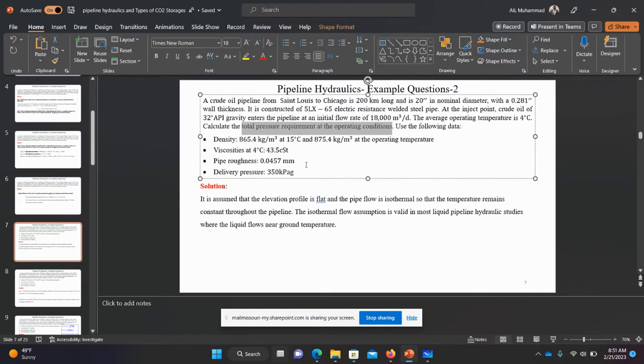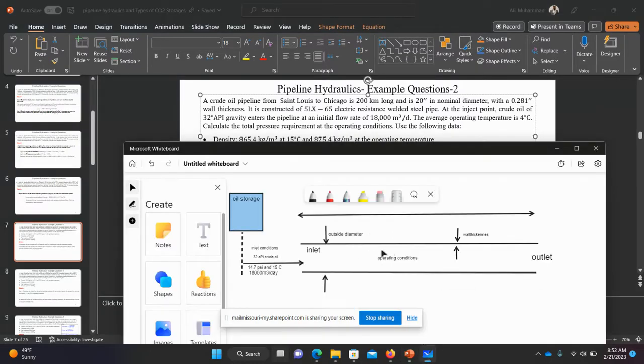But now here we have three more added parameters for this question: the viscosity at 4 degrees centigrade, which is 43.5 centistokes, the pipe roughness, which is a property of the material, and the delivery pressure. Now this is the diagram that we made in part one. If you don't understand this, please go back to part one to see what I was trying to explain here.